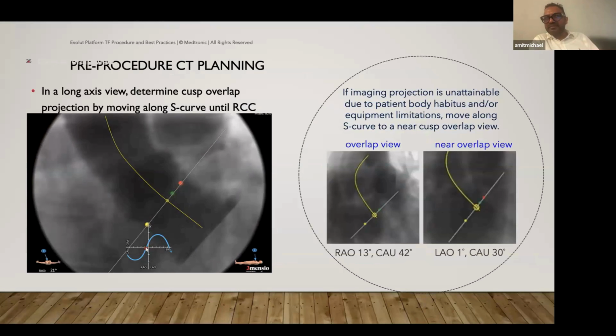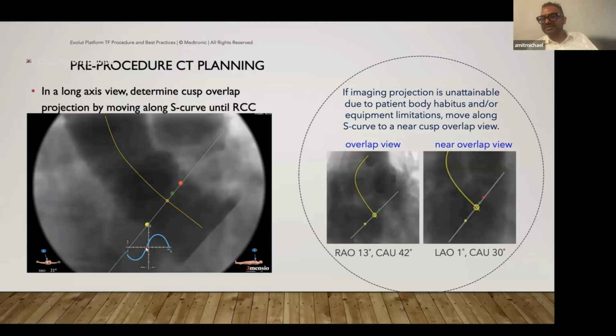Now, over the last few years we have come up with something called the cusp overlap technique. What we try to do is overlap the left and right cusp on one side and the non-coronary cusp on one side, and we want them in the same plane. We are deploying the valve based on where the non-coronary cusp is, so we want them at the same level so that we don't end up deploying the valve too deep. The risk with that is that below the non-coronary cusp runs your membranous septum where the conduction system is, and that will cause heart block. Then the patient will end up needing a pacemaker.